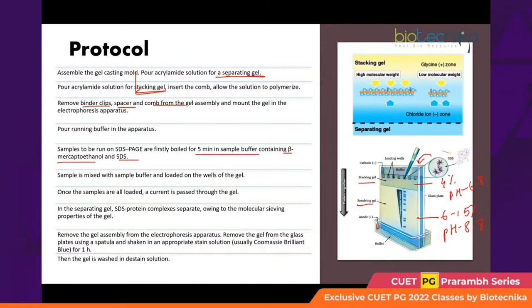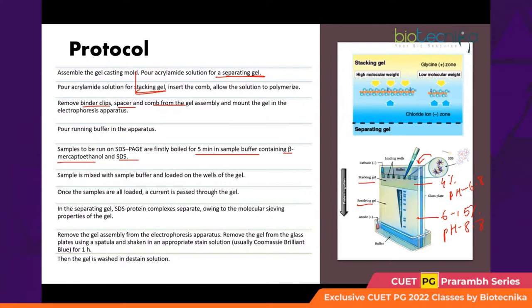Here also we will be mixing it with a loading buffer, the loading dye. This loading dye will also have bromophenol blue, which will give us an idea about the electrophoretic front, and it will have sucrose or glycerol for the density. Now, once the samples are loaded, the current is passed through the gel. So we will start our electrophoresis.